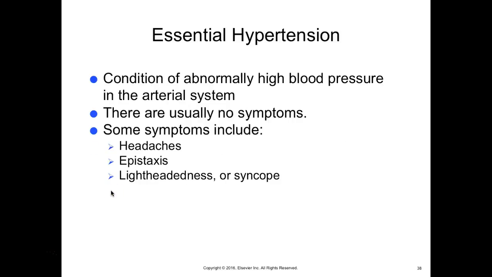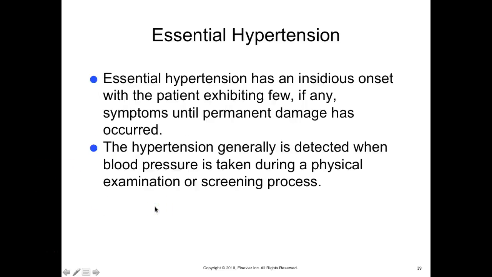Essential hypertension basically has no symptoms. It's abnormally high blood pressure in the arterial system. If the person does have symptoms, they're vague: headache, nosebleed, lightheadedness, tired, and those are vague symptoms that people don't really associate with hypertension. So essential hypertension has an insidious onset, which means that there's not really anything that shows until the damage has occurred. So the hypertension generally is detected when blood pressure is taken during a physical exam.